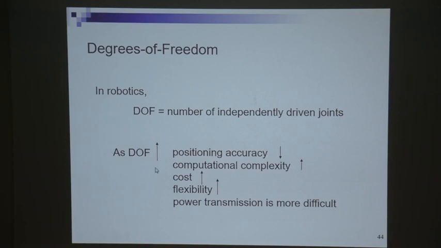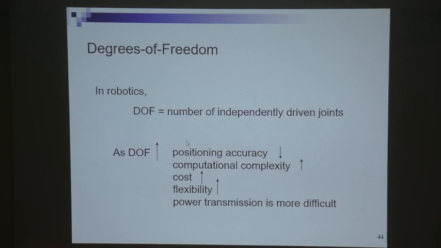As your degree of freedom increases, your positioning accuracy will decrease. Again, this is a general guideline. You have more joints, so your position accuracy will decrease. It's harder to control, and there are more accuracy issues. Your computational complexity, of course, increases when you have more degrees of freedom. The cost will increase, but again, you will have more flexibility.